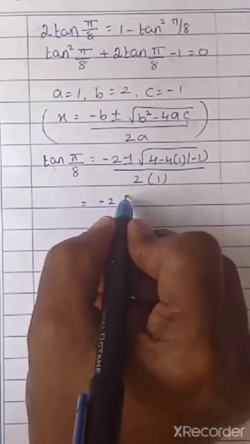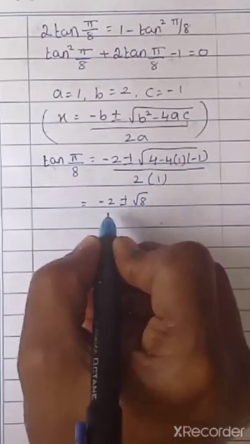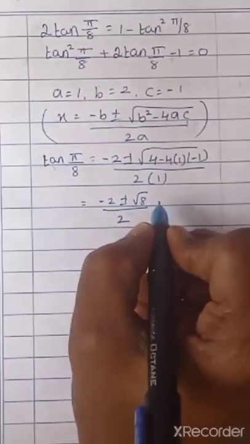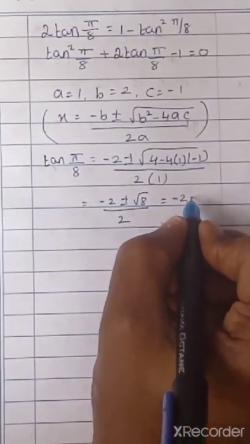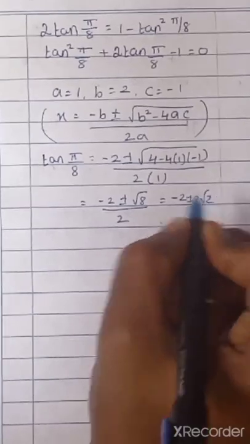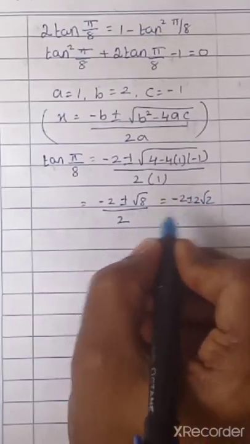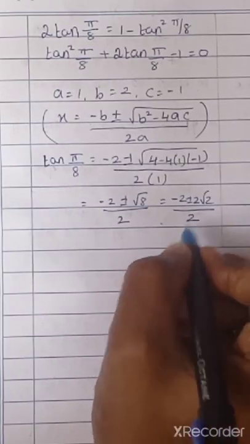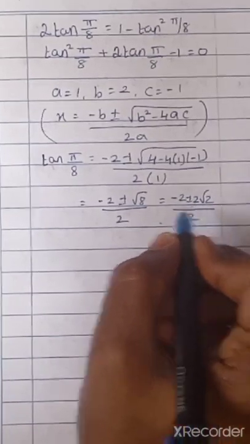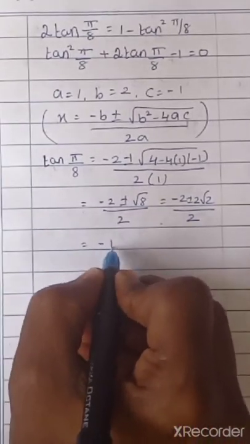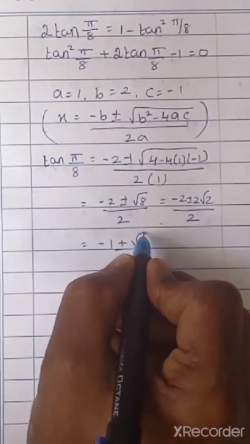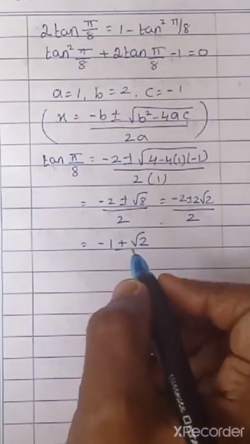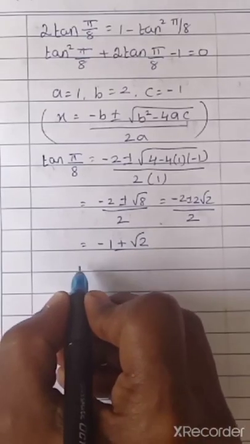Simplifying this, what will you get? Minus 2 plus or minus root 8 by 2. Again, 8 you can write as 4 twos are 8, so root of 4 is 2, so minus 2 plus or minus 2 root 2 divided by 2. And all the 2s will get cancelled, right? So what will be remaining? Minus 1 plus or minus root 2. And what is the meaning of this one?